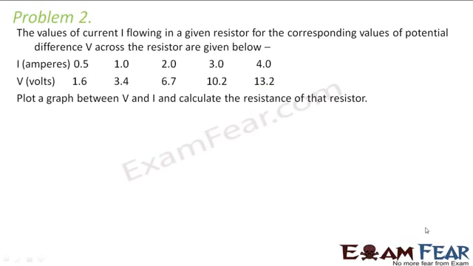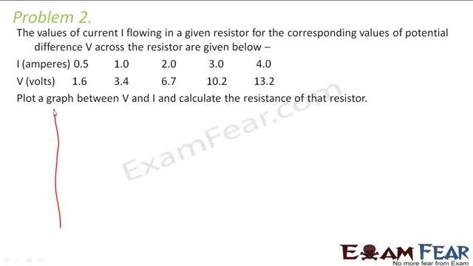Let us look at the next problem. It says that the value of current flowing in a given resistor for the corresponding values of potential difference V across the resistor are given below. That means the potential difference was changed from 1.6 volts to 3.4 to 6.7 to 10.2 and so on, and the corresponding values of current flowing through the conductor was also noted down. So plot a graph between V and I and calculate the resistance of that resistor.